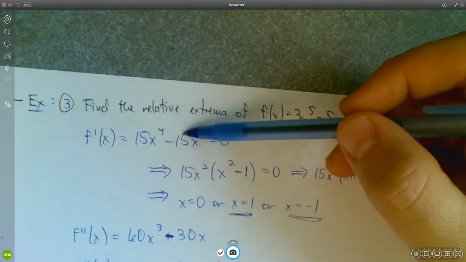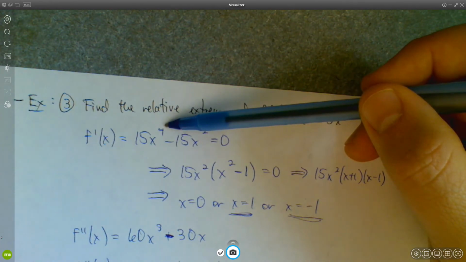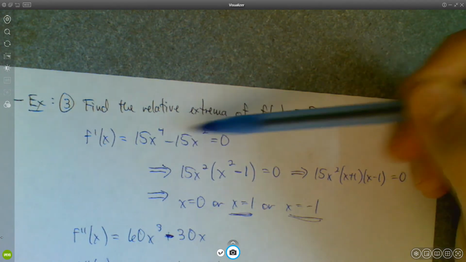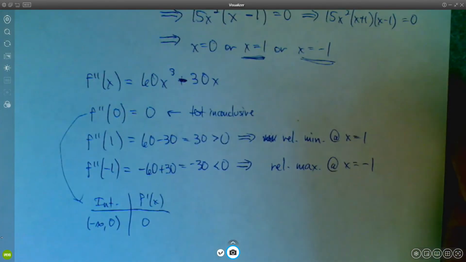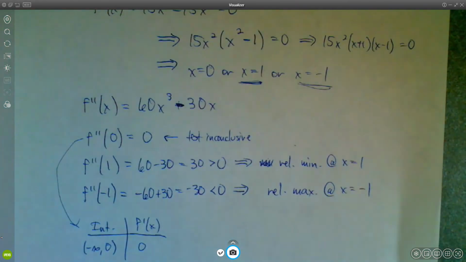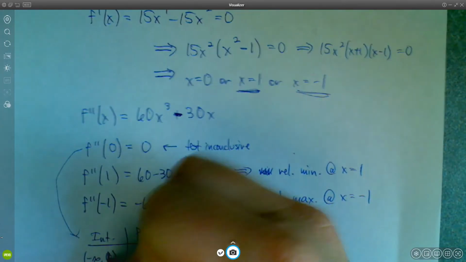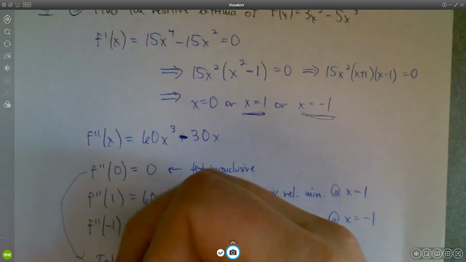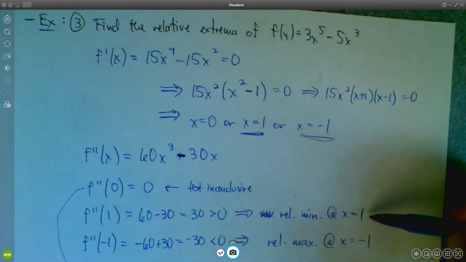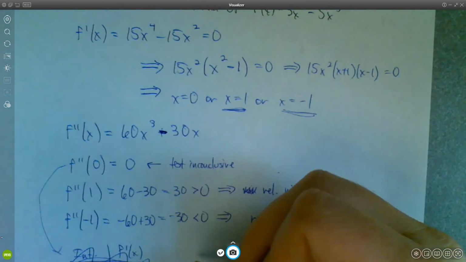If I plug that into the first derivative, negative 1 to the fourth is 1. Negative 1 squared is 1. This is just 15 minus 15. It's just 0. Well, that's not good. Oh, duh. Okay, I'm sorry. I meant for this to be 1. No, I did mean for it to be 0. Oh, but I can't use 1 because 1 is already a critical point, okay, so scratch that. Let me try this again.